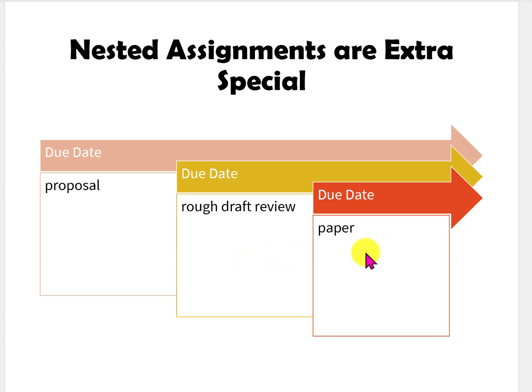But let's say a person either is struggling with procrastination or has other things happening, and in the worst case scenario, let's say that they totally didn't do the proposal and then they didn't do the rough draft and then the paper's due, I will not accept that paper until those other 2 assignments are done. But if either the proposal or the rough draft review, or the paper for that matter, if any of them are completed after the date the assignment closes, I just will not accept them for credit.